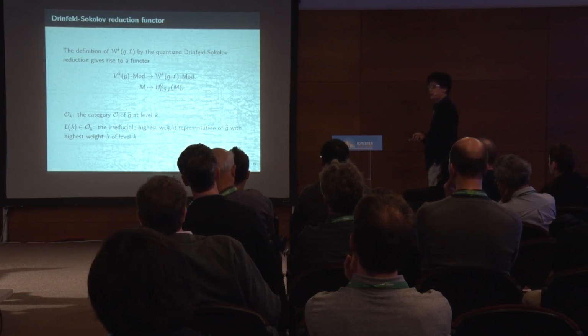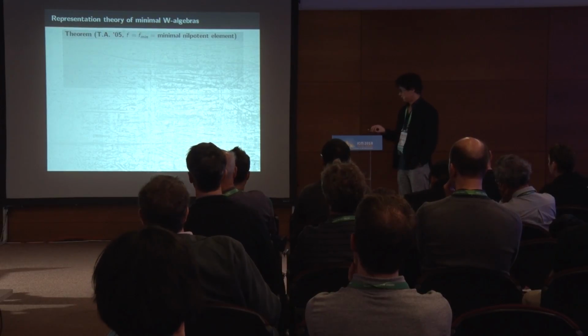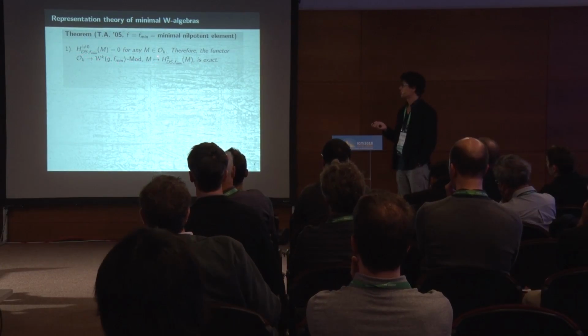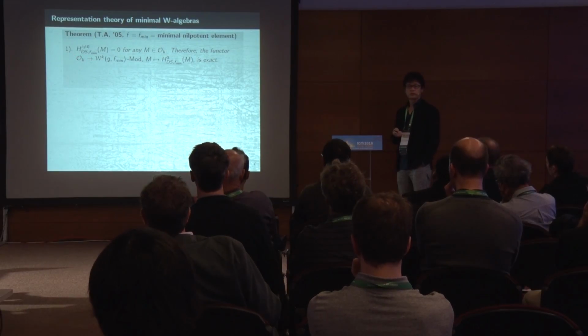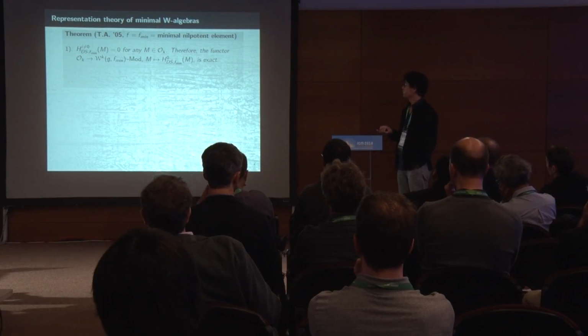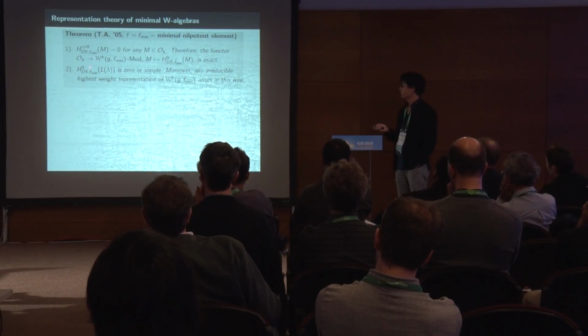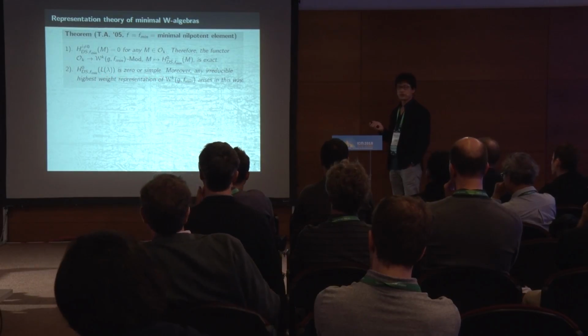Now, this functor behaves best if the nilpotent element is minimal. In fact, in this case, you have the vanishing of cohomology for all objects in this highest weight category. So you have an exact functor from the category O to the category of modules of the minimal W-algebra. And moreover, the image of a simple is 0 or simple. And moreover, any irreducible highest weight representation of the minimal W-algebra arises in this way.